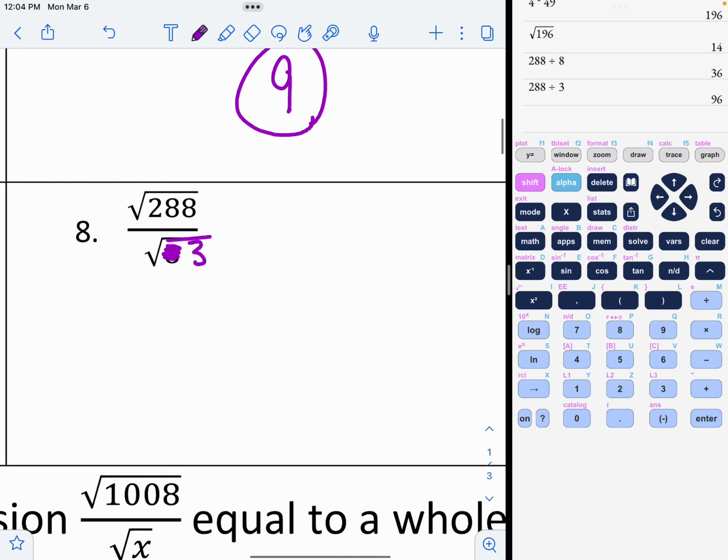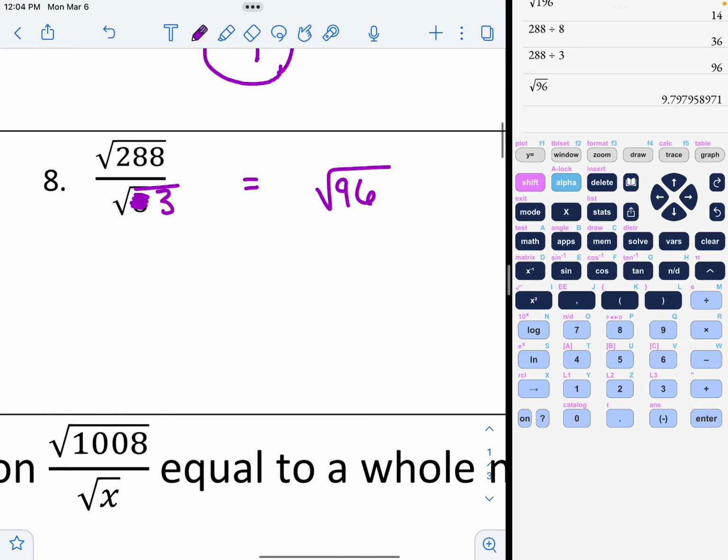Okay, so 288 divided by 3, I get the square root of 96. However, this is not a perfect square. It's not on my list. It's not a pretty answer. So I have to break 96 up into its two perfect squares.